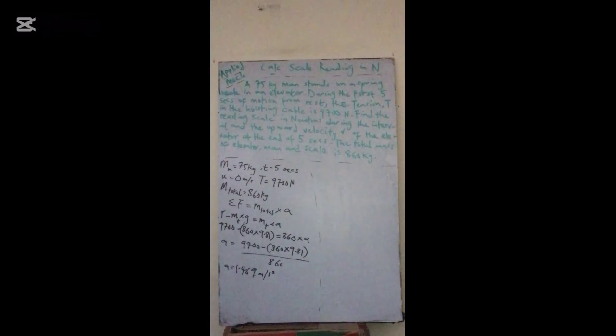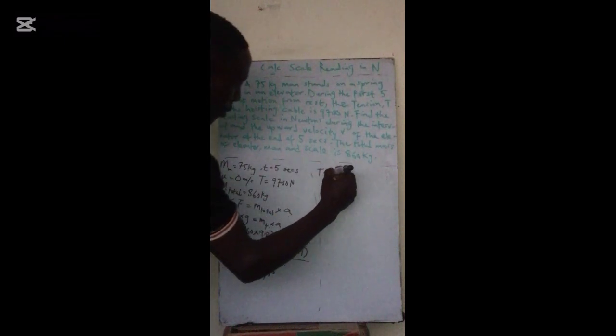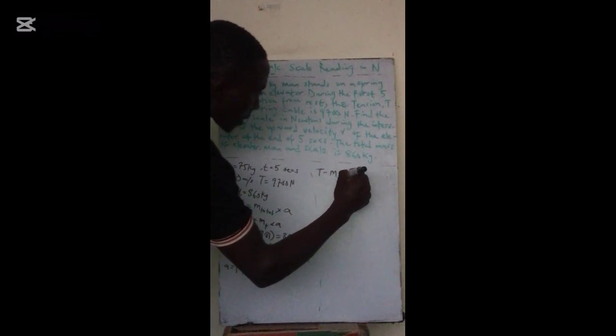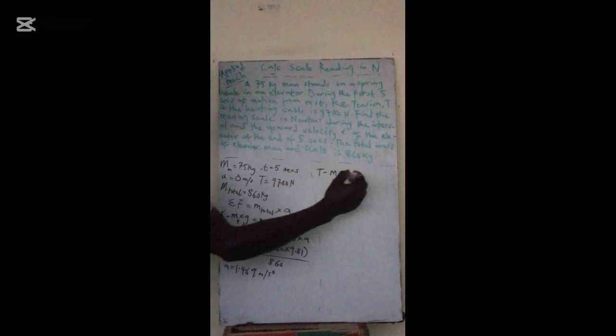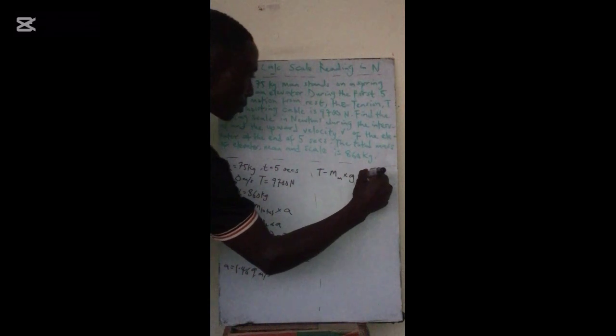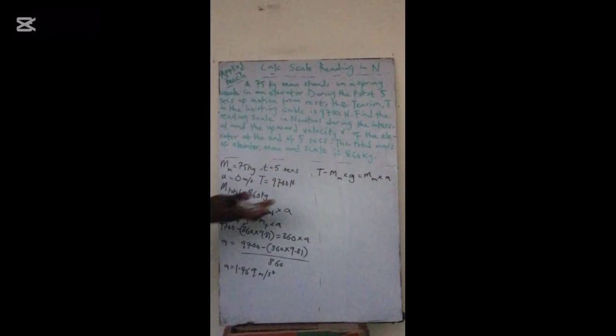Now that you have your acceleration from the total, now you're dealing with the scale reading. So you're going to be using that same force equals MA, but this time we are doing it for the man. You know, we did it for the total here, but now we are doing it for the man. So you are going to be having T minus mass multiplied by gravity is equal to mass multiplied by acceleration. This is summation of F.